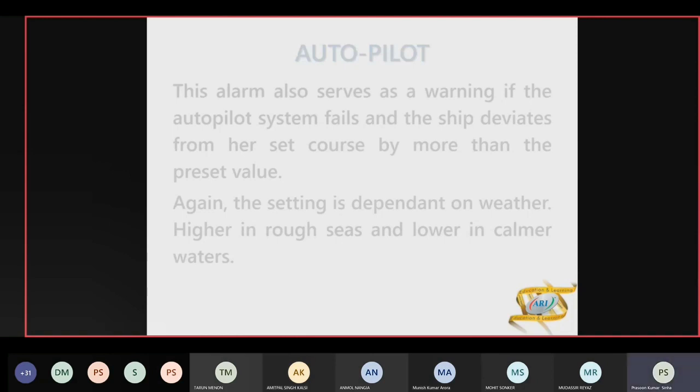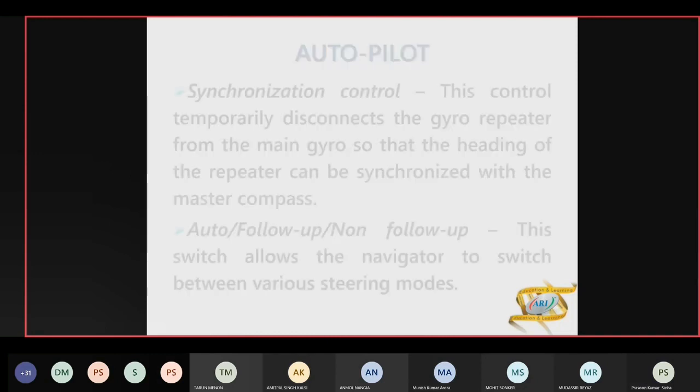As we have seen earlier, weather also has a role to play in the kind of setting that you will have. So of course alarm is also set for wider angle in bad weather and smaller narrower angle for good weather. Then there is another control called synchronization control.